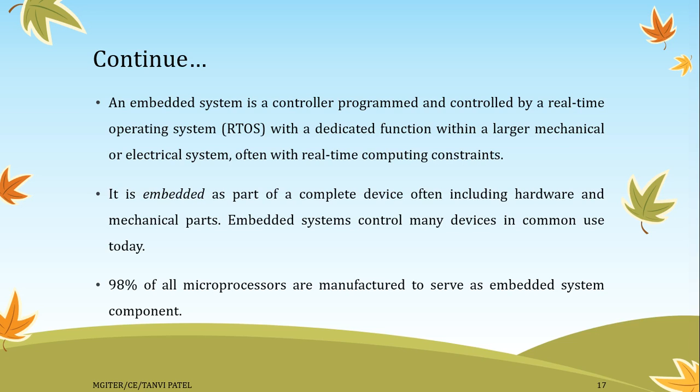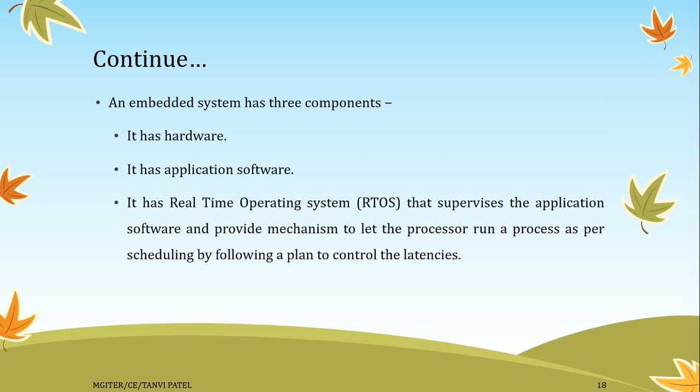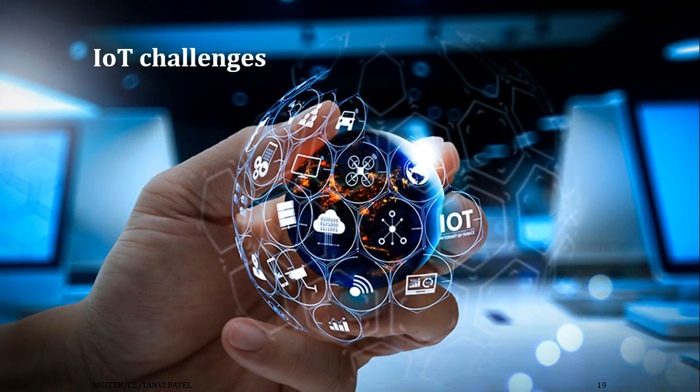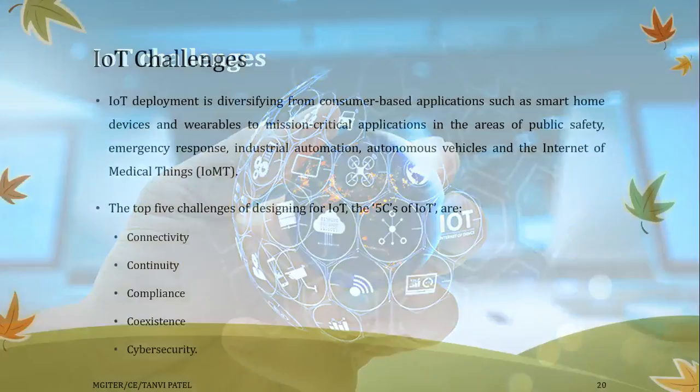98% of all microprocessors are manufactured to serve as embedded system components. An embedded system has three components. It has hardware, it has application software, and it has a real-time operating system. Now next is IoT challenges.